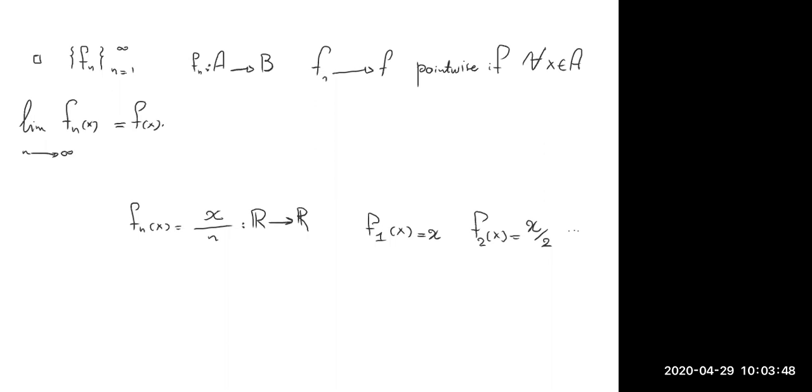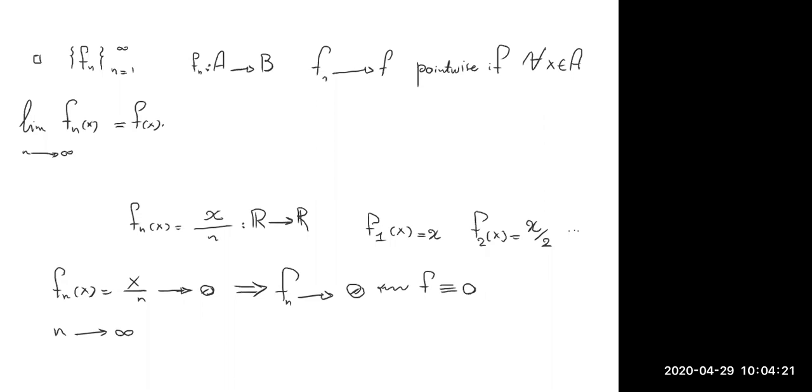Now for any x, f_n of x, which is x over n, if we fix x and take limits and send n to infinity, x over n goes to 0, because it goes to x over infinity, which is 0. It means the sequence of maps f_n converges to the constant function 0. So here, this is the function f equals 0 everywhere. That's as a first example.